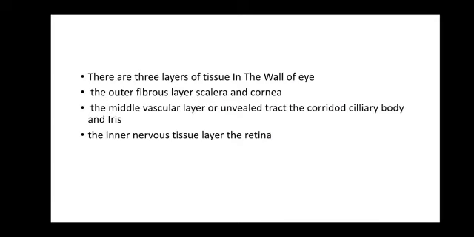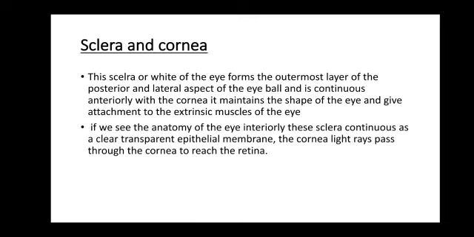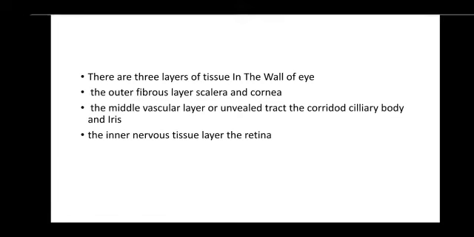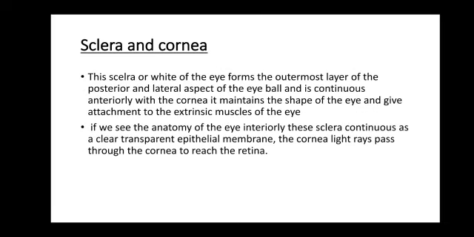There are three layers in the eye structure: the sclera and cornea, then the choroid, ciliary body and iris, then the inner nervous layer which is called the retina. We will discuss it one by one. First is the sclera and cornea.